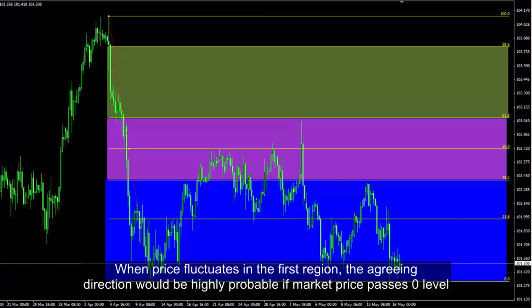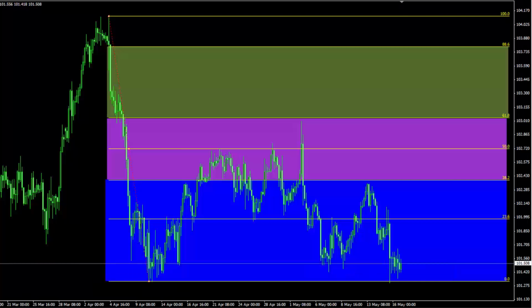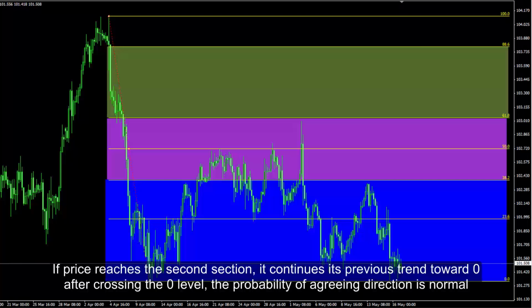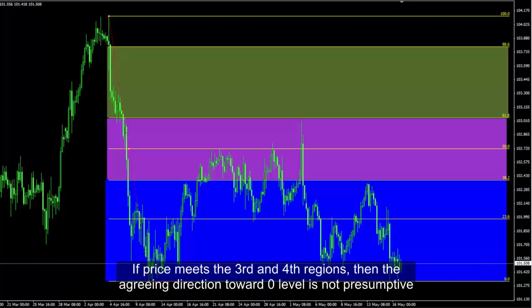When price fluctuates in the first region, the agreeing direction would be highly probable if market price passes the zero level. The power trend towards agreeing direction decreases as market price reaches the higher area of Fibonacci. If price reaches the second section, it continues its previous trend towards zero. After crossing the zero level, the probability of agreeing direction is normal. If price meets the third and fourth region, then the agreeing direction towards zero level is not presumptive.